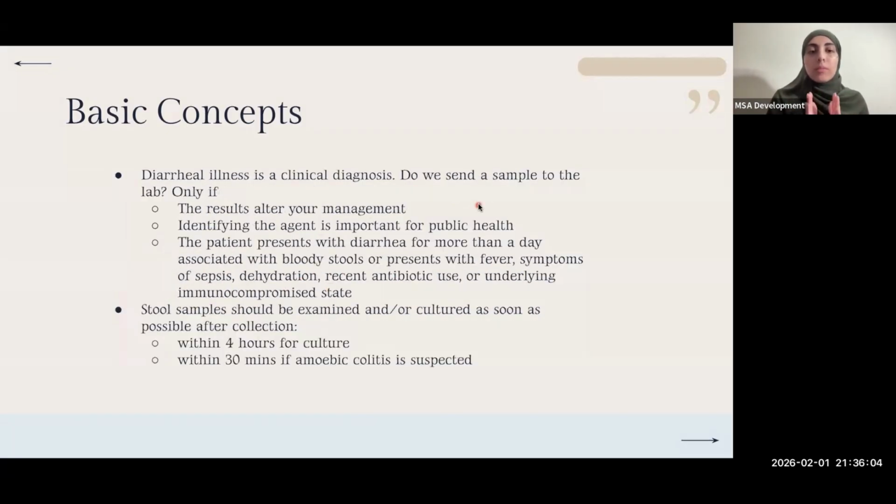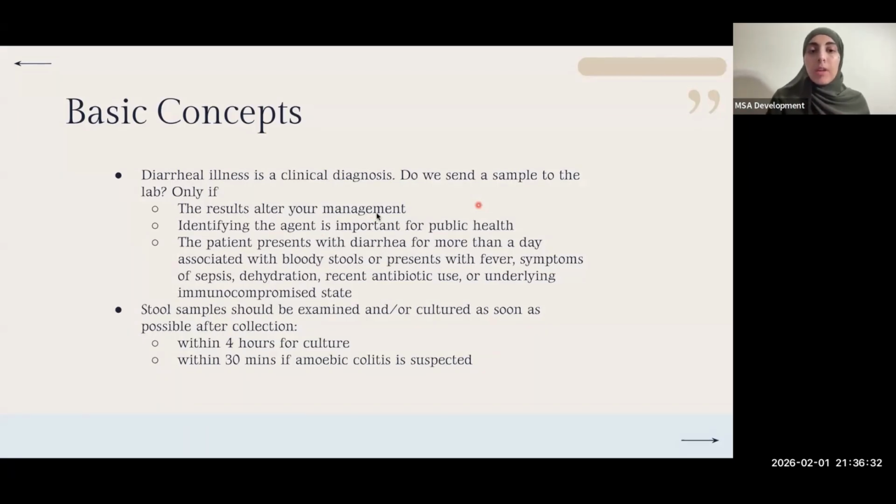Now, one key concept to know about diarrheal illness is that it's usually a clinical diagnosis, okay? So a lot of the times you don't even need to send a sample to the lab. Just by seeing the clinical picture of the patient, like the type of diarrhea they have, the pattern, how long the episode lasts, if there are any other associated symptoms, just seeing this clinical picture will usually lead you to a diagnosis. You don't need to send a lab.